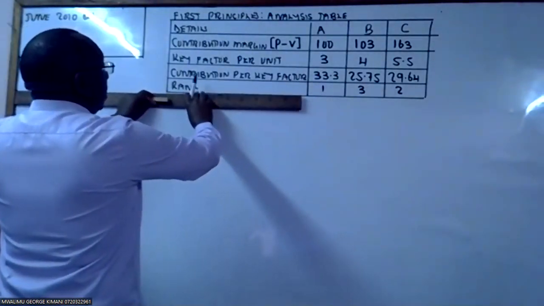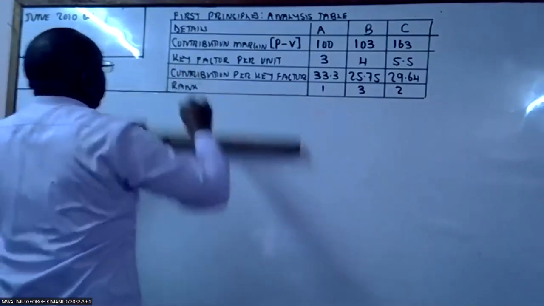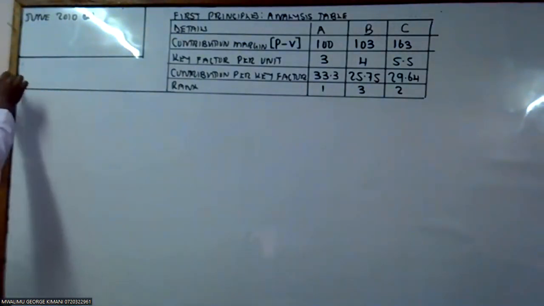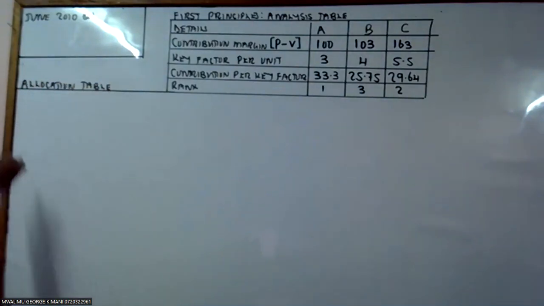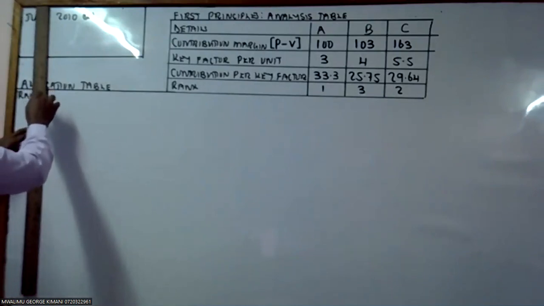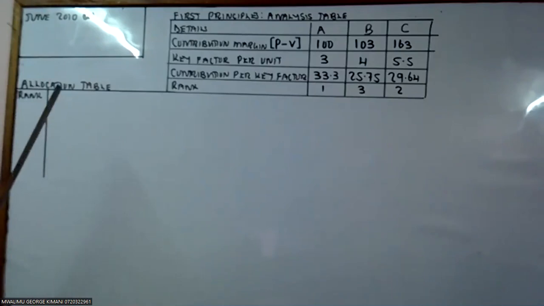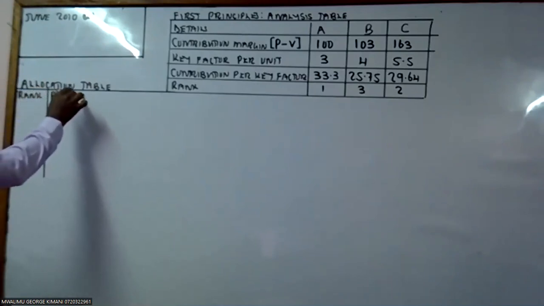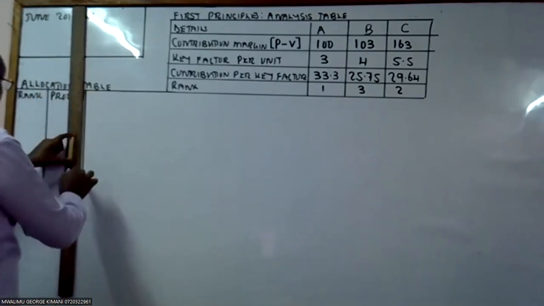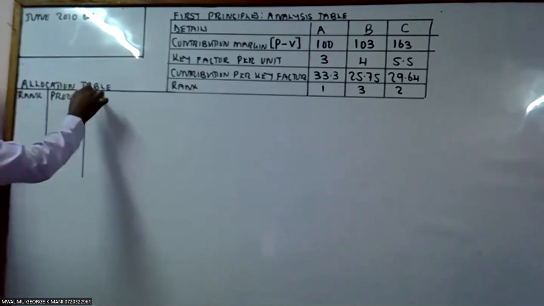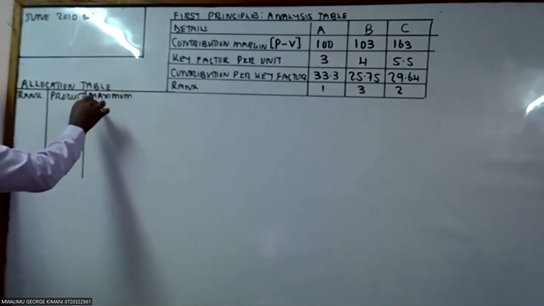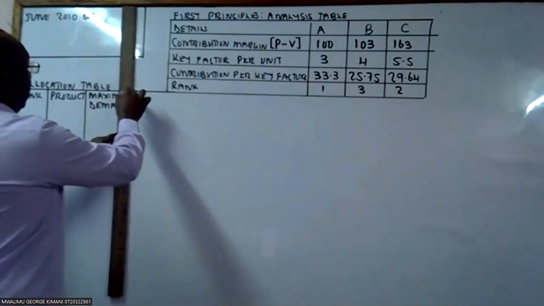So upon completion of that, you now draw what we call the allocation schedule. We just design it here, below that. The allocation table or schedule begins with what we call rank. It's not very long downward, we just have 3 products. Then we have products. After that, we have what we call maximum demand.